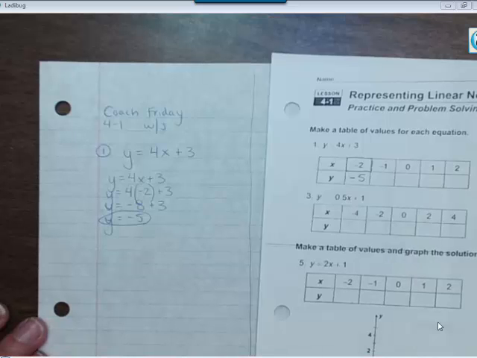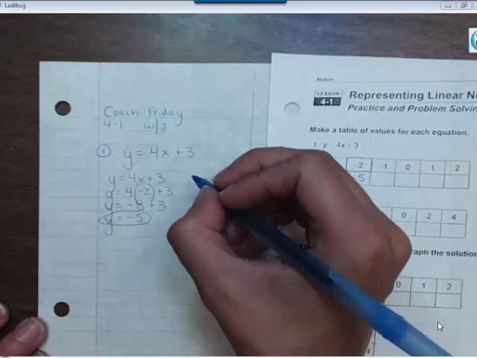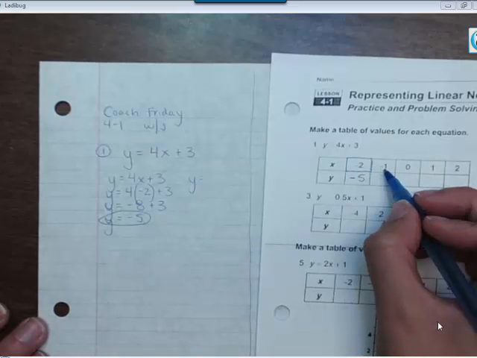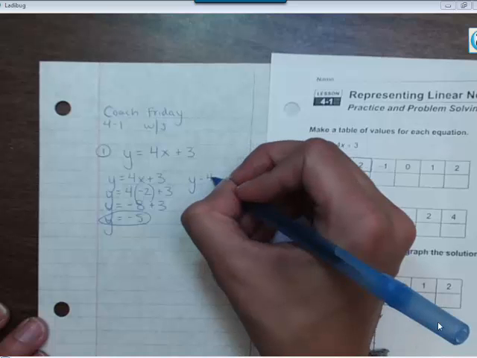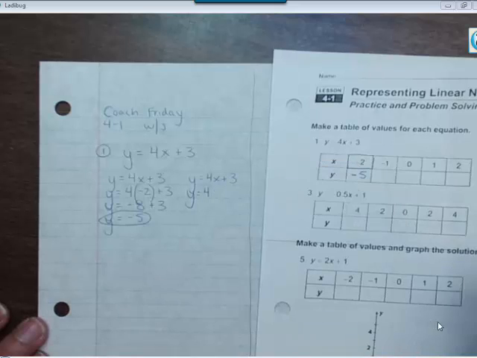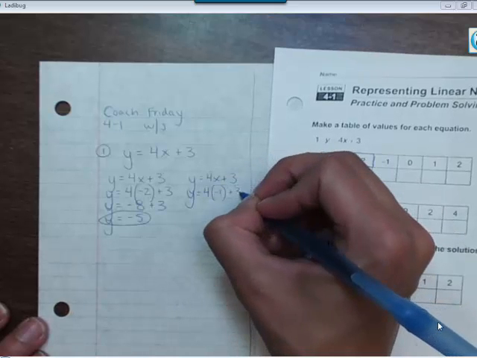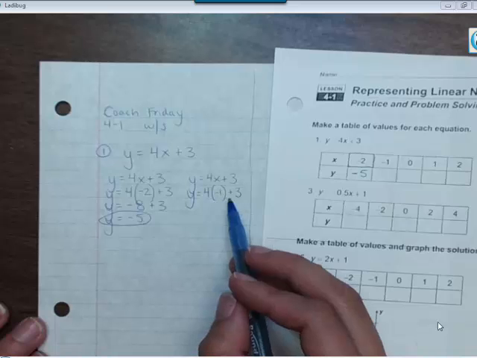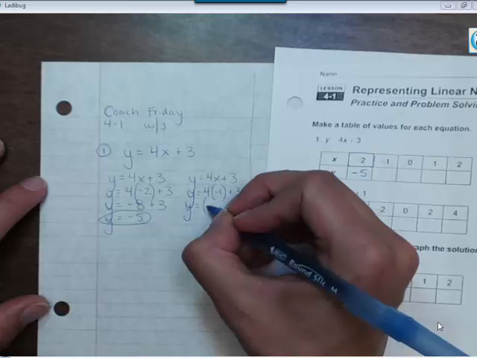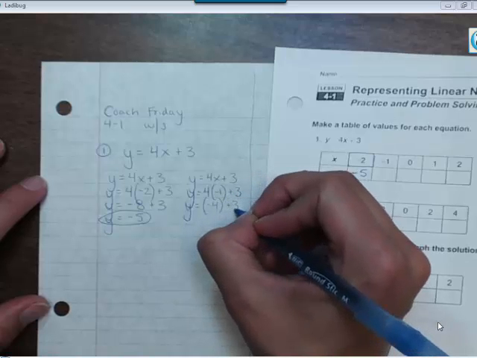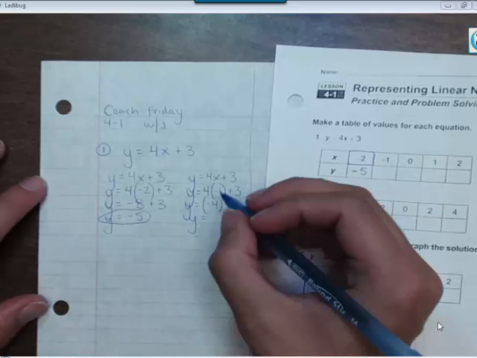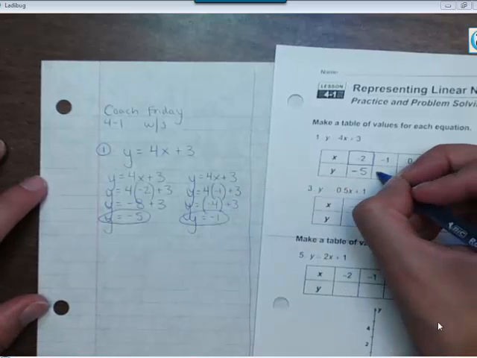Okay, if you have room, you can do it right next to it, or you can keep going down the page. The next point, they give me x is -1. So I'm going to write my equation, substitute x with -1, and solve. So y is equal to 4 times -1 plus 3. Using PEMDAS, I have to multiply first. 4 times -1 is -4, plus 3. If I add 3 to -4, I'm left with -1. So when x is -1, y is -1.